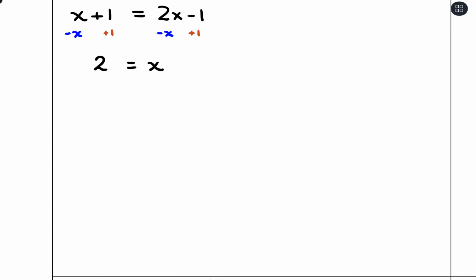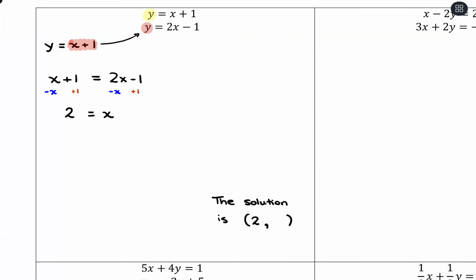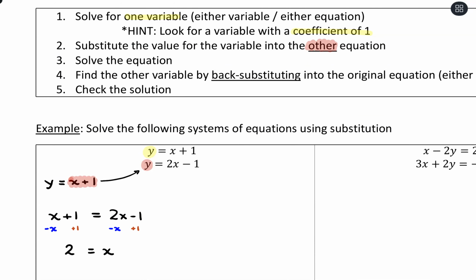So remember our solution. We're going to have the solution is, and what we're working towards is a coordinate. We need an xy coordinate, and what we just found is the x coordinate. So x is 2. Okay, so we took care of steps 1, 2, and 3.